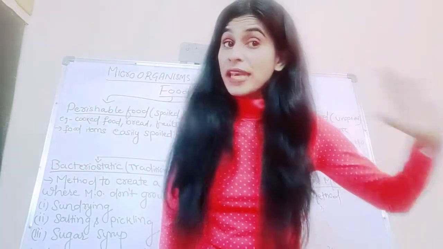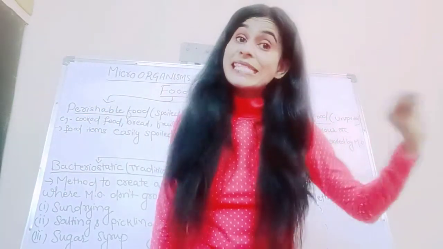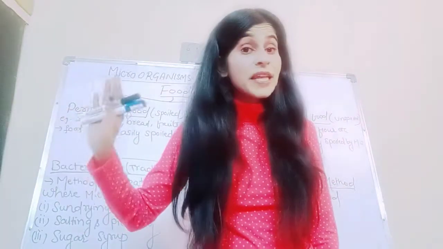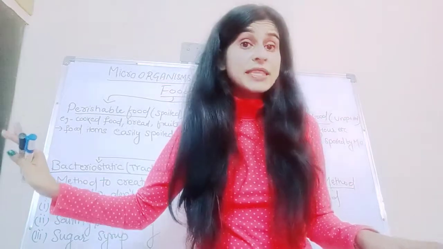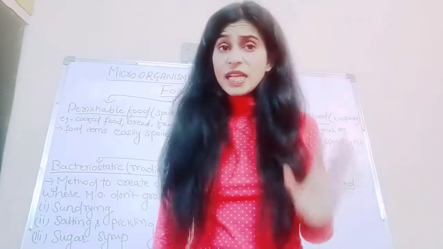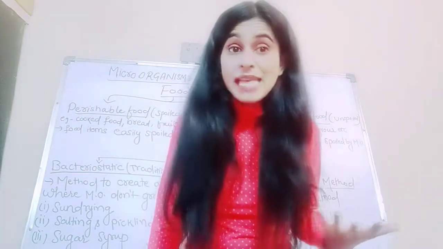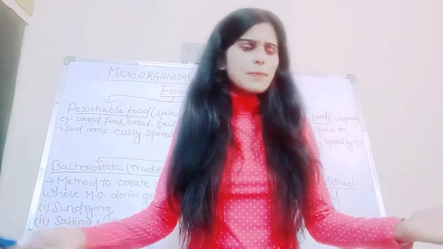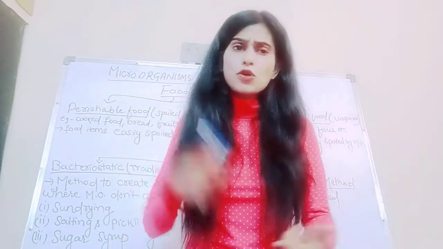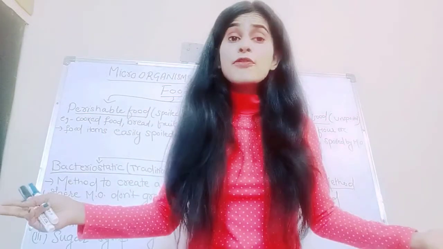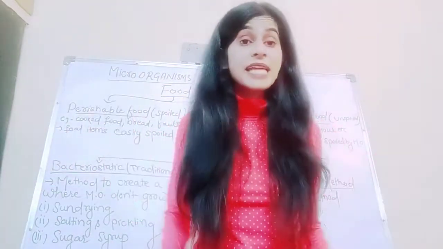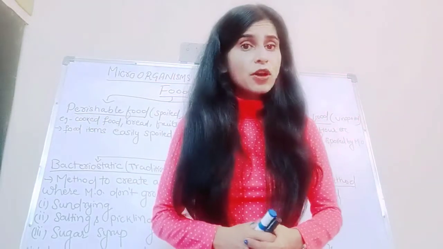What is perishable food? Which gets easily spoiled by microorganisms. Non-perishable food cannot be spoiled by microorganisms. Can you give some examples of perishable food? A number of examples: fruits, vegetables, cooked food, bread. A number of foods that we cannot store for more than 2 days and which get easily spoiled by microorganisms.